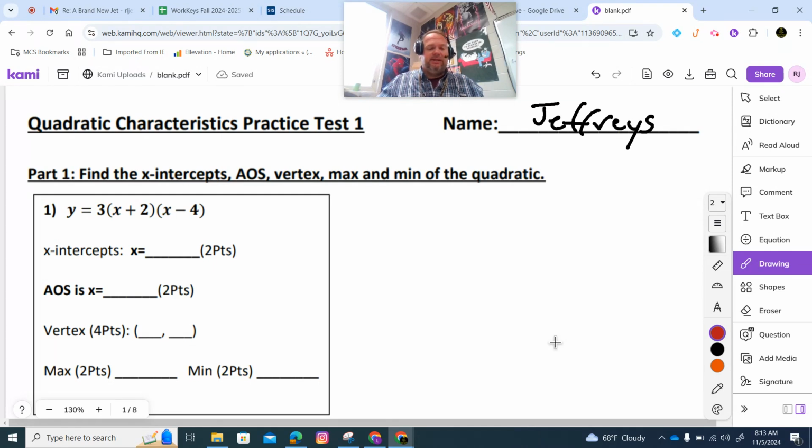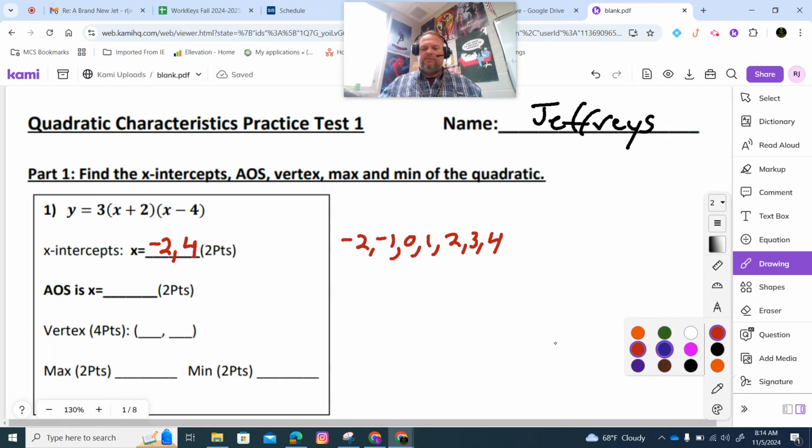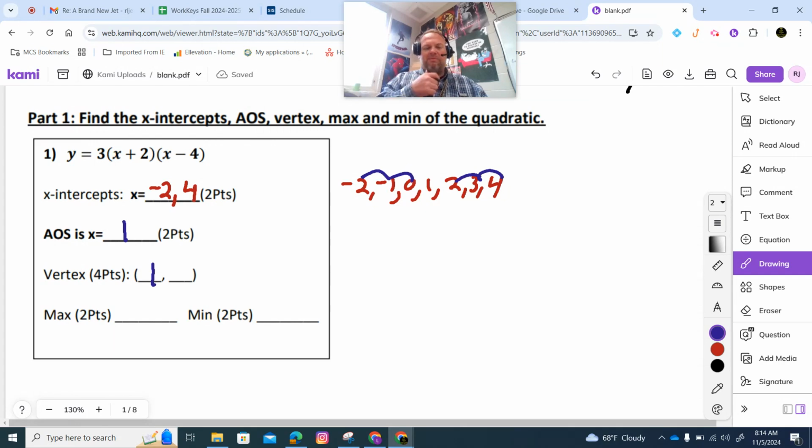So x-intercepts. We remember the opposite. This is -2 and 4. Axis of symmetry. Well, that's the number between these, 1, 2, 3, and 4. So, 1. All right. So, their axis of symmetry is 1, so that goes there. Now, to find the y, well, we plug everything in here. So, 3 times (1 plus 2) times (1 minus 4).